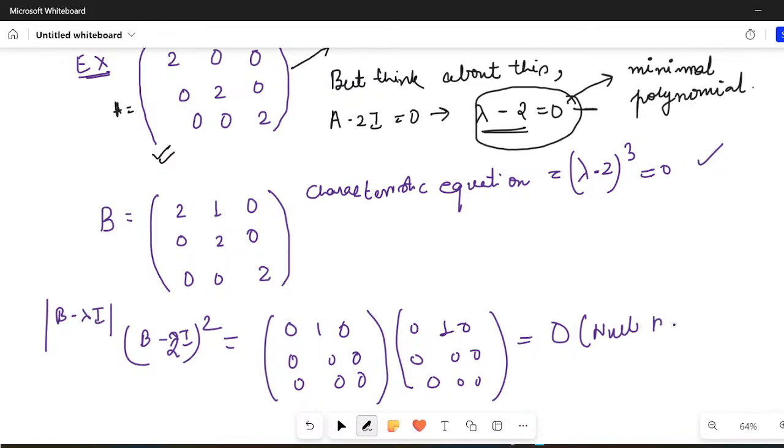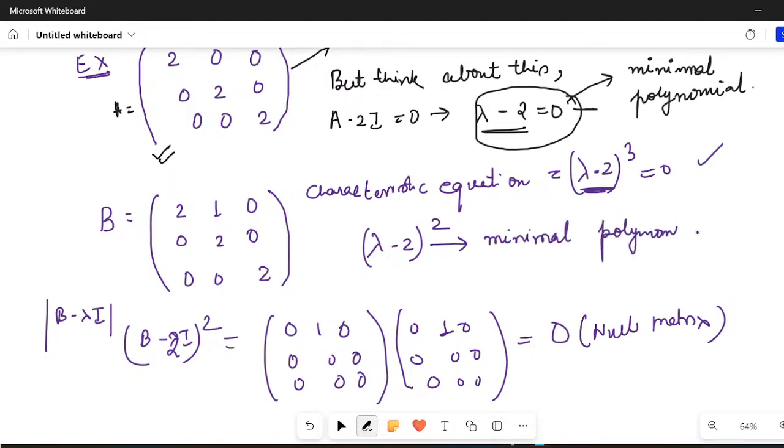Null matrix. So what do I say? My B not only satisfies (lambda minus 2) whole cube, it also satisfies (lambda minus 2) whole square. So this is your minimal polynomial here.